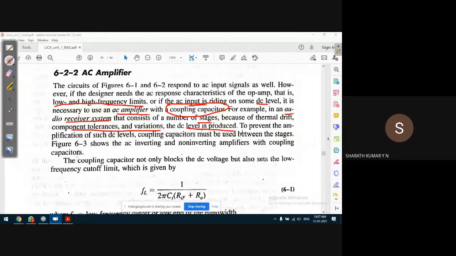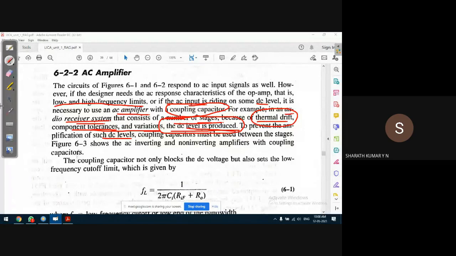So to prevent the amplification of such DC levels, because in that system there are multiple stages, and because of what is known as thermal drift, which means variation in temperature, and component tolerances. Every component has its tolerance, for example resistor and capacitor. They have tolerances and variations in their values, and a DC level is produced. So there exists a DC level in the AC amplifier.